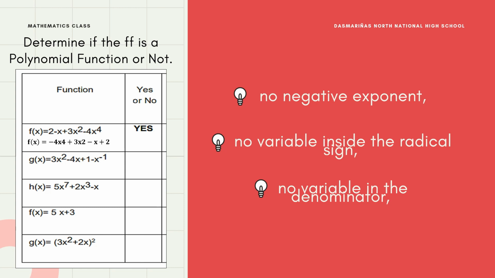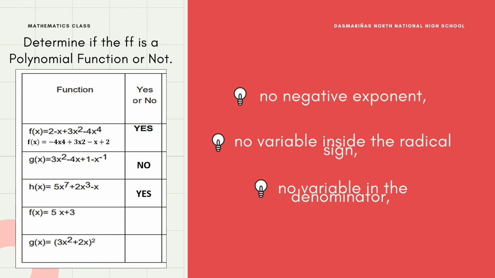How about number 2? G of x is equal to 3x squared minus 4x plus 1 minus x raised to negative 1. Is it a polynomial function or not? The answer is no, because there is a negative exponent. Number 3. H of x equals 5x raised to 7 plus 2x cubed minus x. Is it a polynomial function or not? The answer is yes. It is a polynomial function.